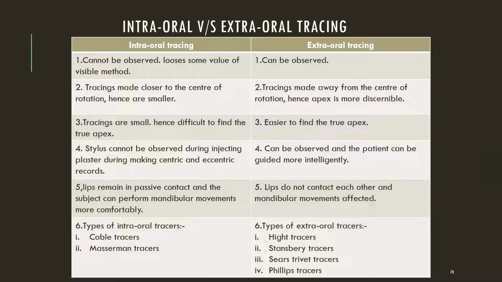Here, intraoral tracing is small and hence it is difficult to find the true apex, while extraoral is easier to find the true apex. In intraoral, the stylus cannot be observed during injection of plaster during centric and eccentric records, while in extraoral it can be observed and the patient can be guided more intelligently. In intraoral, lips remain in passive contact and the subject can perform mandibular movements more comfortably, while in extraoral, lips do not contact each other.